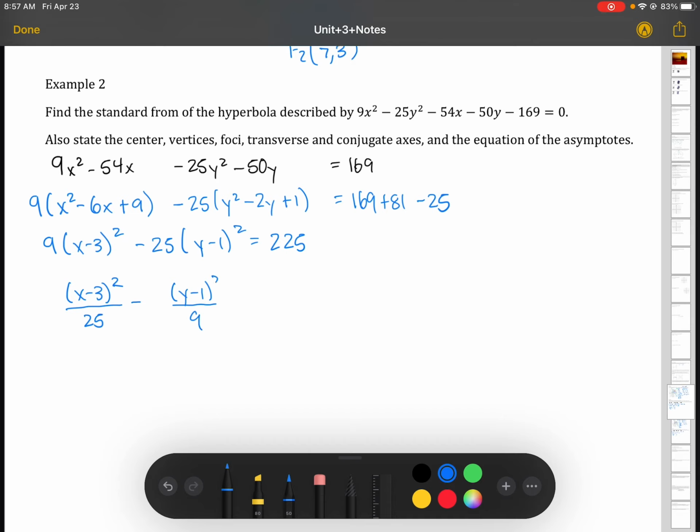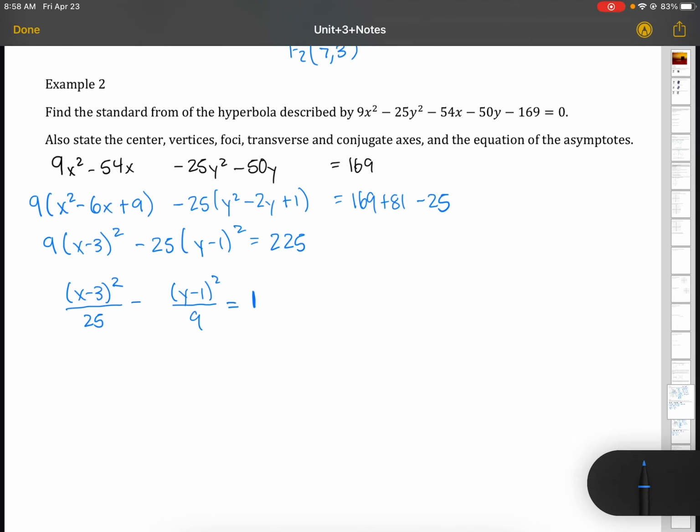So we're going to get x minus 3 squared over 25 minus y minus 1 squared over 9. And that's going to equal 1 because, again, we divided everything by 225. The next thing, now we need to find our center. That's straightforward. The center is 3, 1.